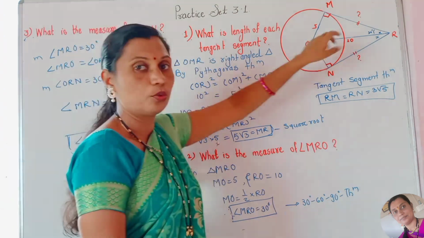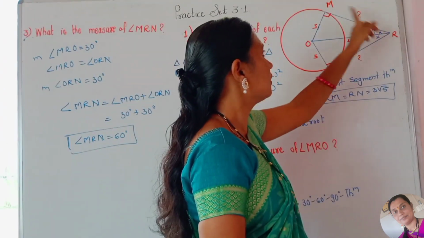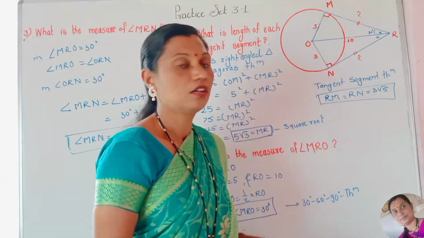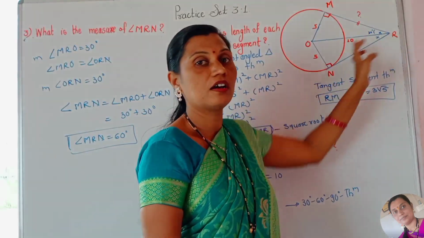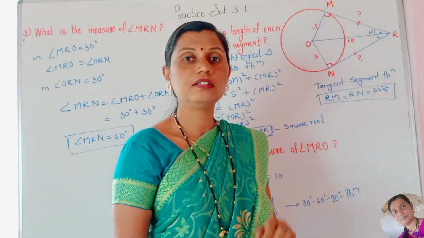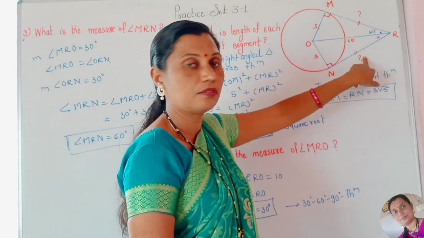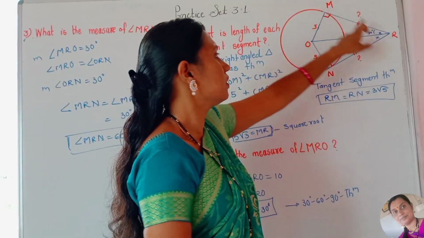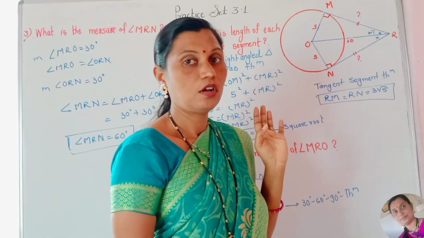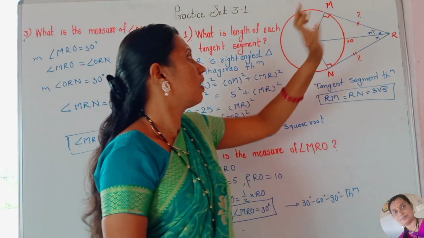Circle with center O. R is a point exterior to the circle. From R two tangents are drawn. Therefore RM and RN are called tangent segments. We already studied the theorem that tangent segments are always congruent to each other. Therefore RM is equal to RN always. Now we have to find the distance RM.